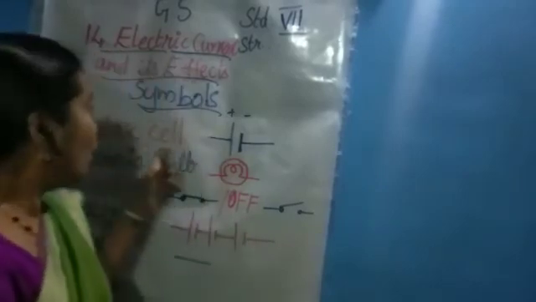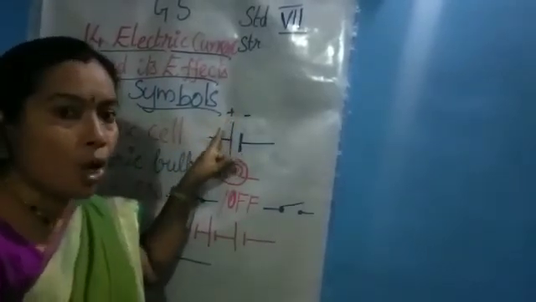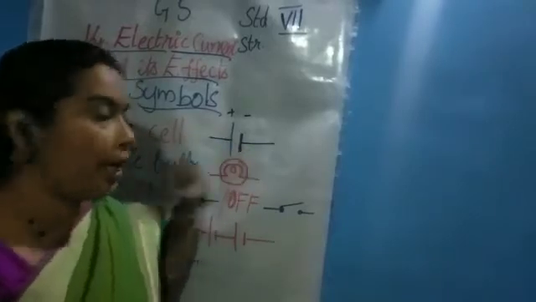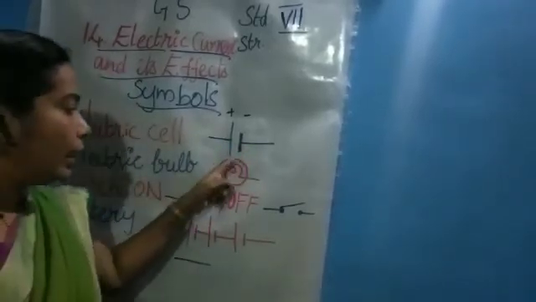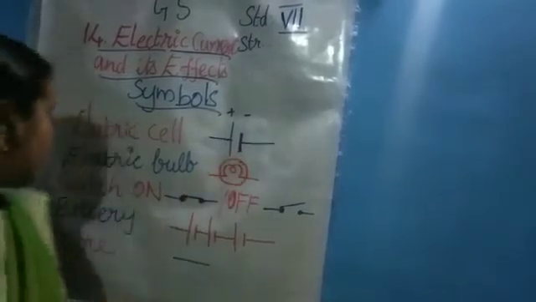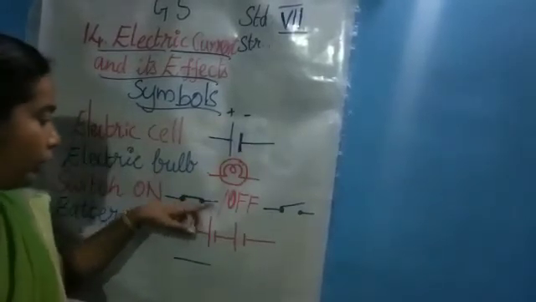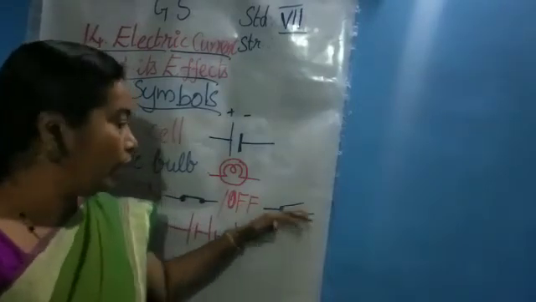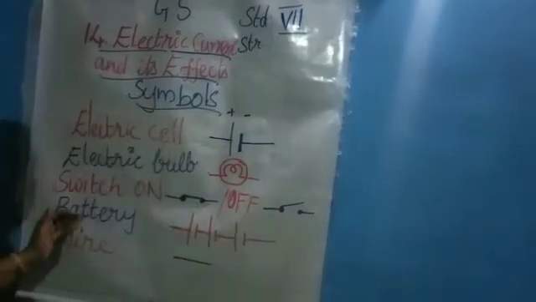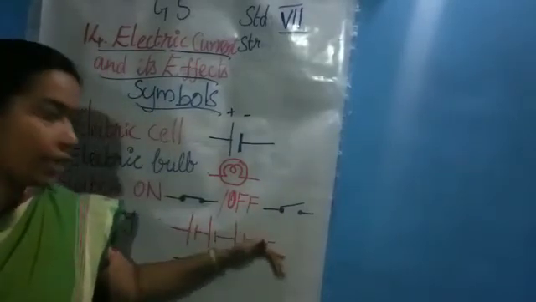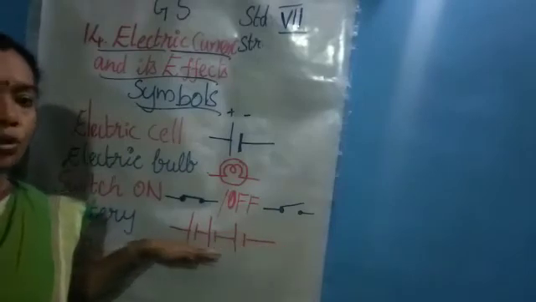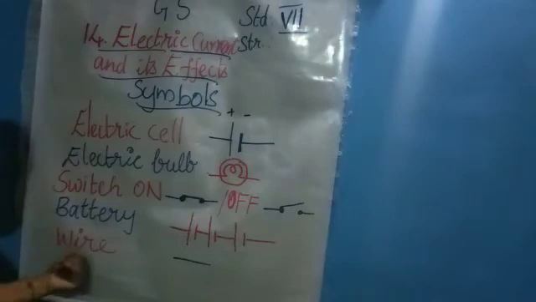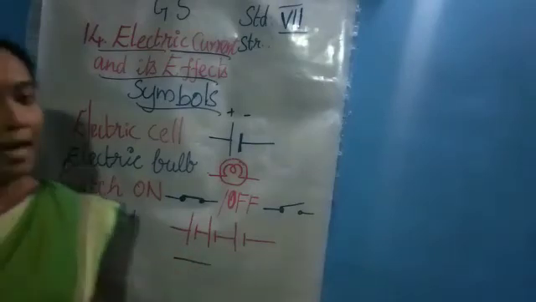That one we show symbolically just as a line. Okay. So for an electric cell, a single long thin positive terminal line and a thick short negative terminal line. For the electric bulb, a filament and a circle around it. The switch in on mode has both ends connected, and in off mode any one end is open. And a battery means a number of electric cells joined together, so we show that number of positive and negative terminals. For the conducting wire, we just use a line.